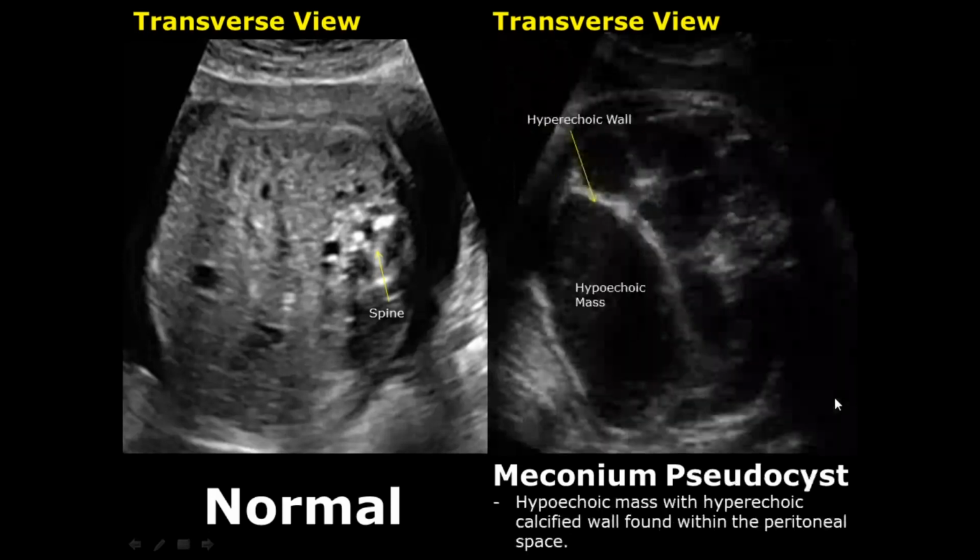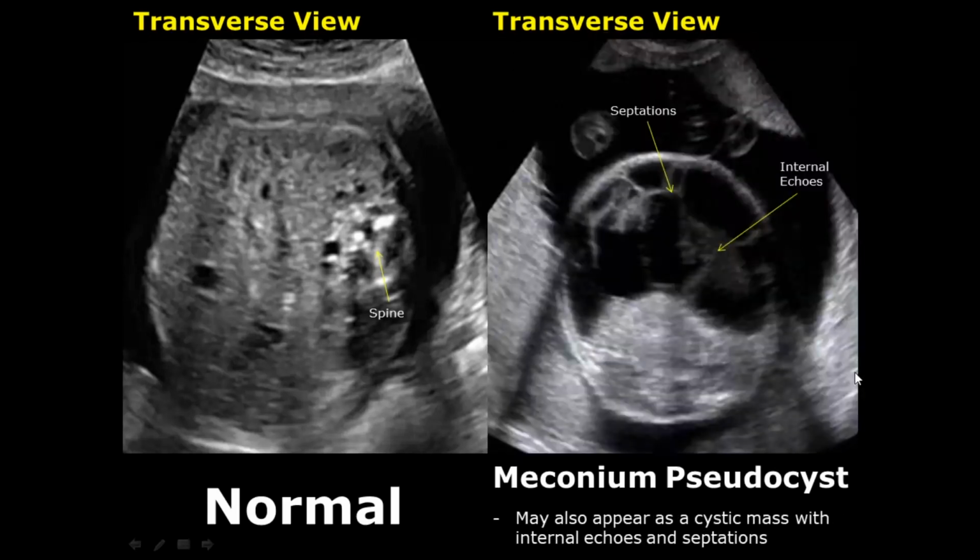Meconium pseudocyst is a rare complication in which we will have a hypoechoic mass with a hyperechoic calcified wall. In this image of meconium pseudocyst, we can also see internal septations and internal echoes. These can also occur in pseudocyst.